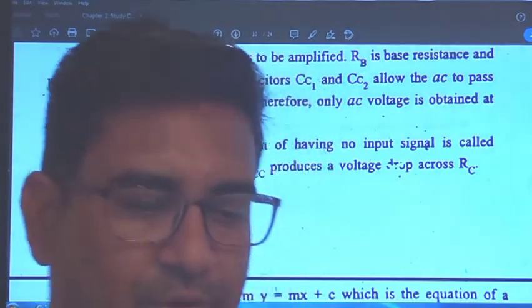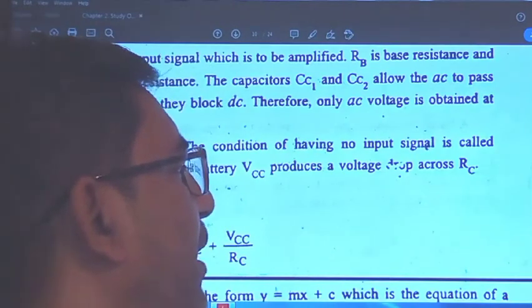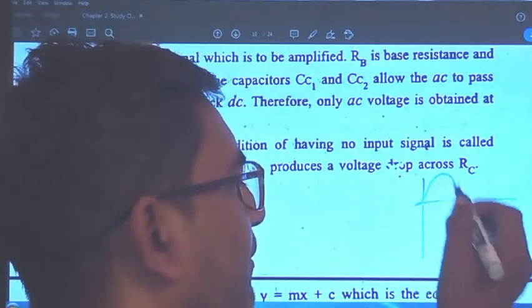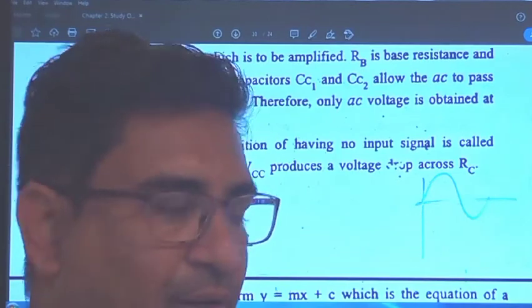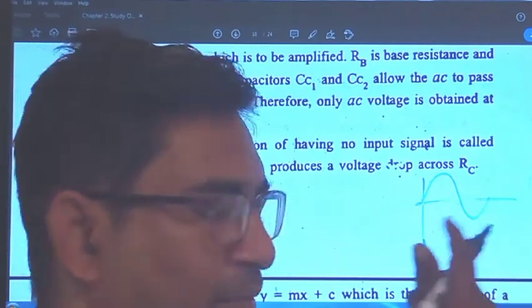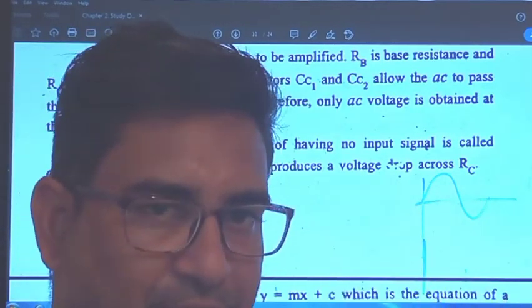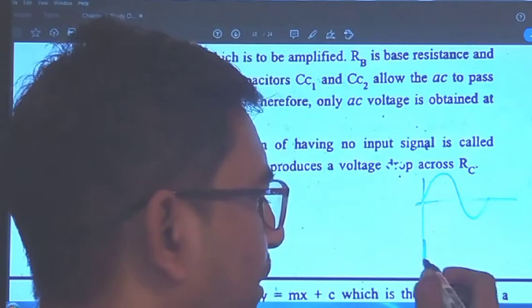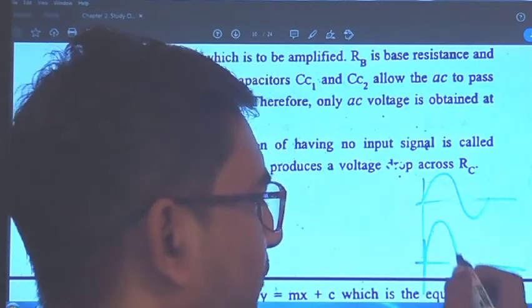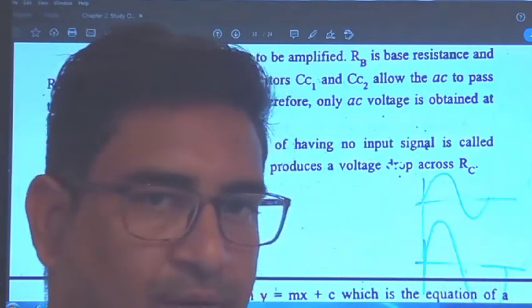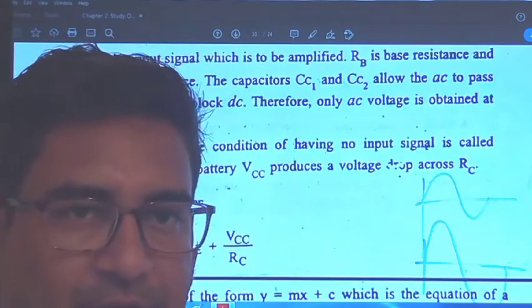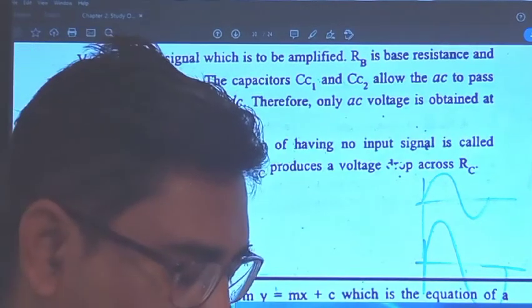Since the AC voltage is obtained at the output, whatever input value we provide, when the AC is passed and the DC is blocked, you will get the output in this amplified form. That circuit is considered the common emitter amplifier.